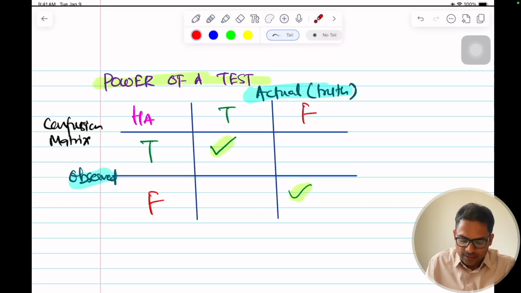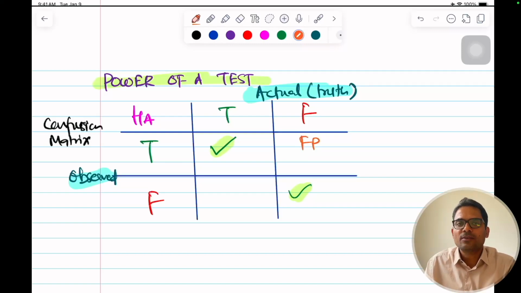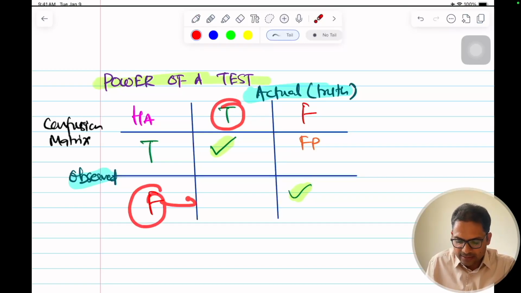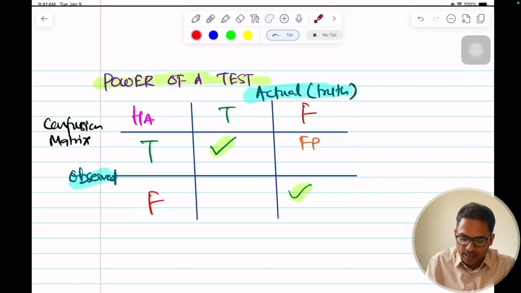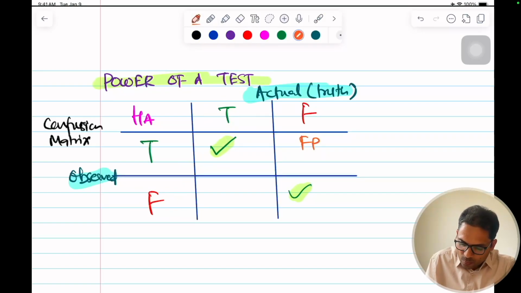The problem is, if the alternate hypothesis is false and I predict it as true, my observation is true based on the data that I have. This is a problem. So my actual is false, but my test says that my observation is true. We call this a false positive. And if in actual it is true, but my test says that this is false, then this will be a false negative.